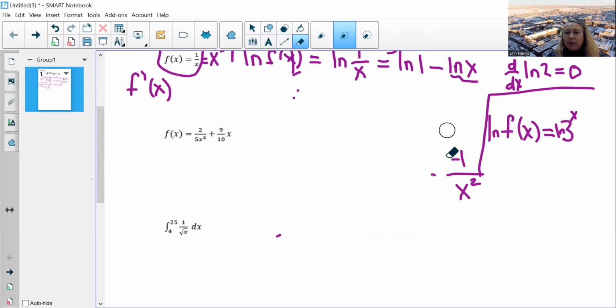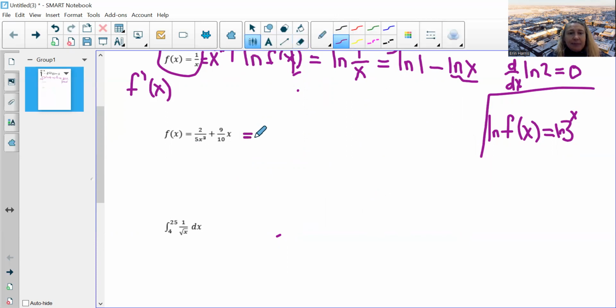Okay, so what we learned about fractions, any constant, back at the beginning of the year, I put a lot of emphasis on separating the expression, right? The constant from the variable. Okay, so I would separate off the 2/5, and then that's 2/5 times x to the -3rd. And by the way, the directions are find the derivative. I should always write directions, right? Find the derivative of this function. Okay, and then this next one is simply 9/10 times x.